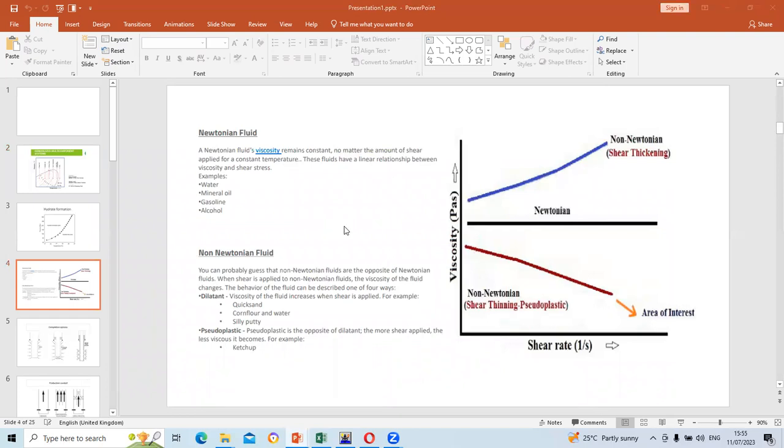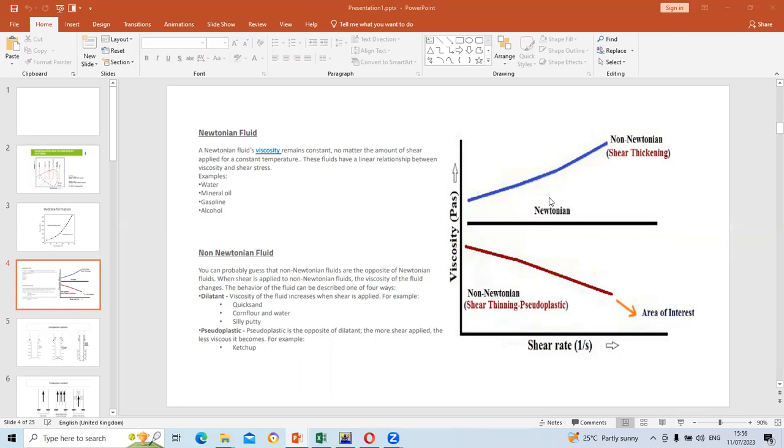So in our PowerPoint, we have a description of the Newtonian and the non-Newtonian fluid. When we use these particular terms, we are simply describing the behavior of the viscosity with respect to shear stress that is applied on that particular fluid. We know what shear stress is all about: two equal parallel forces acting in opposite direction. That's how shearing takes place.